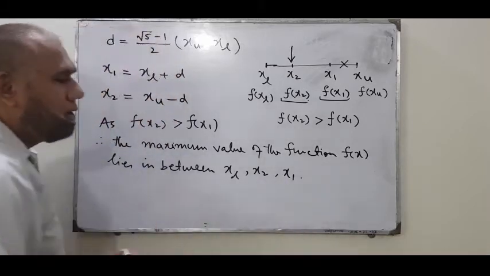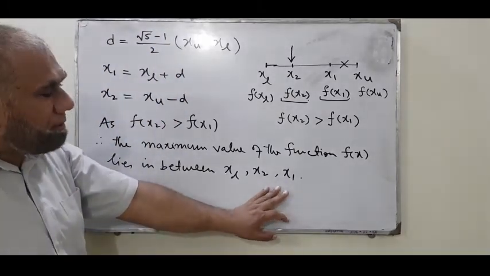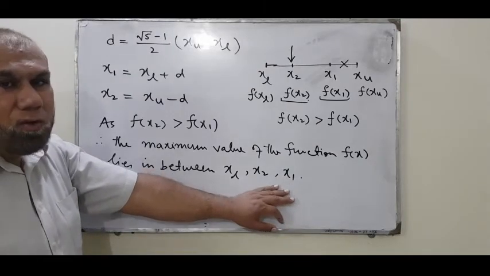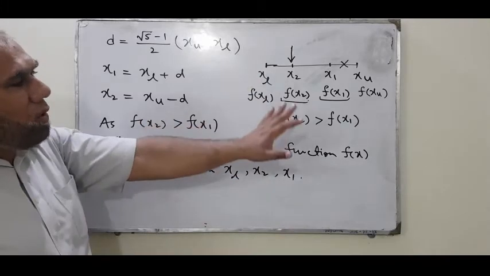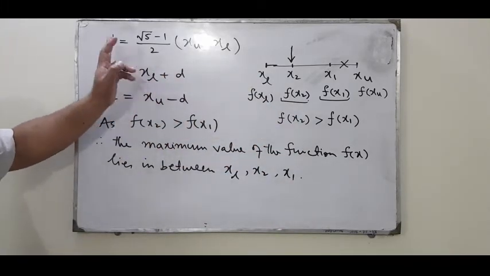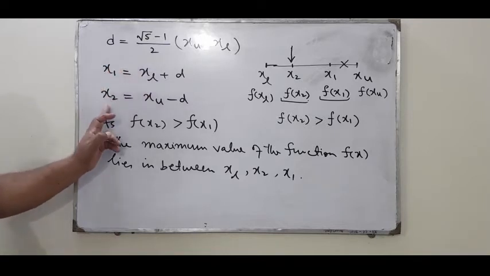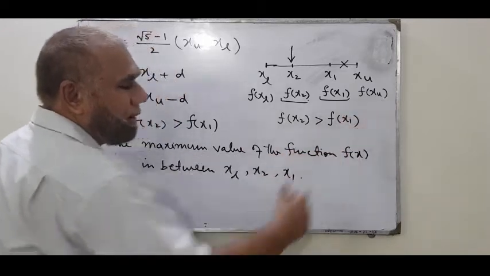This is the new domain in which your extreme value of the function lies. Till here, your first iteration completes. Now you note down all the steps. The first step is to locate, to find out d. Then you have to calculate the x1 and x2 and the function values at all these 4 points.